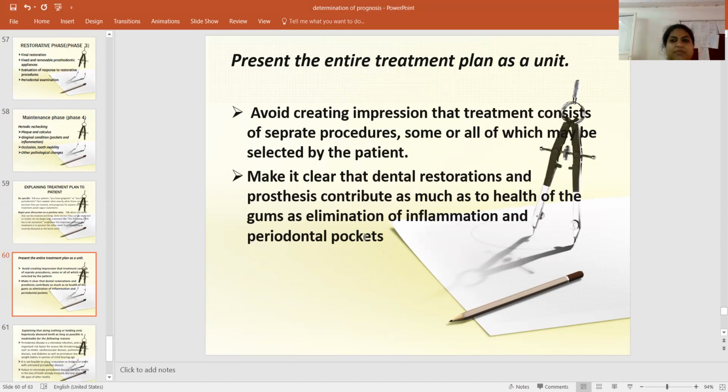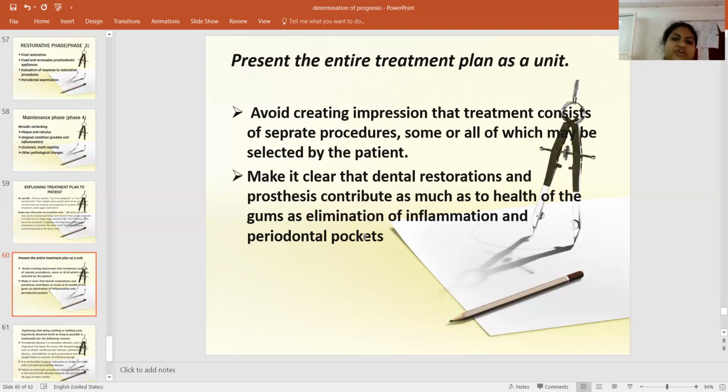Present the entire treatment plan as a unit. Avoid creating the impression that treatment consists of separate procedures, some or all of which may be selected by the patient. Make it clear that the dental restorations and prostheses contribute as much as the health of the gums and the elimination of the inflammations and periodontal pockets.